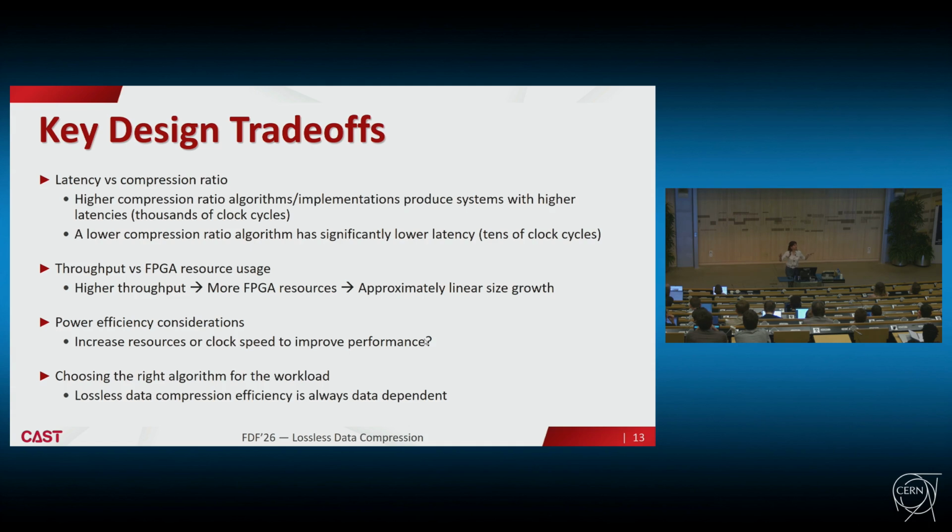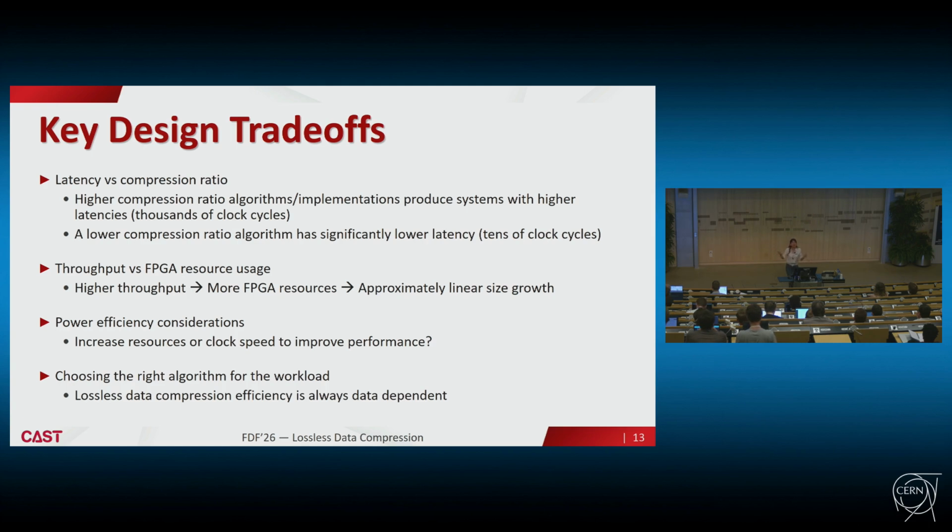So there are some key trade-offs to discuss. Latency versus compression ratio. The higher the compression ratio, the higher the latency. It will be thousands of clock cycles. Lower compression ratio will lead to algorithms that will have tens of clock cycles of latency. Throughput versus FPGA usage. The higher the throughput, the more the resources. The throughput grows linearly. And then you have power efficiency.